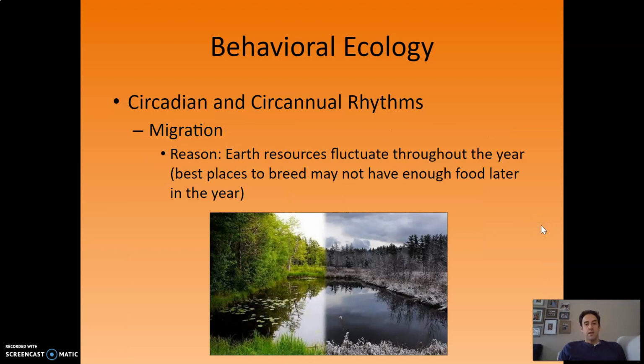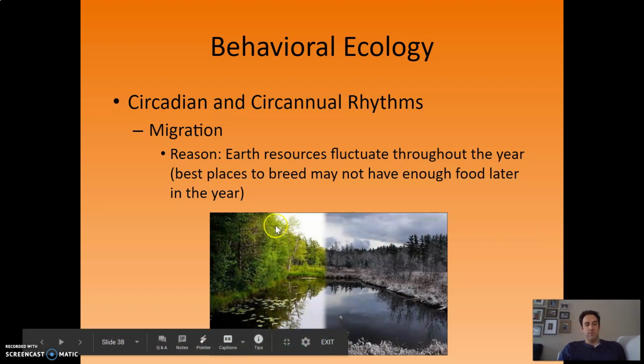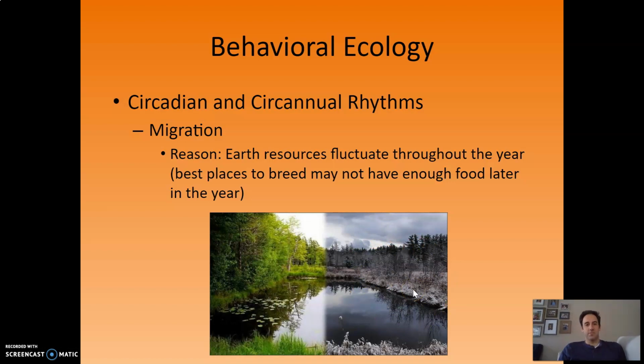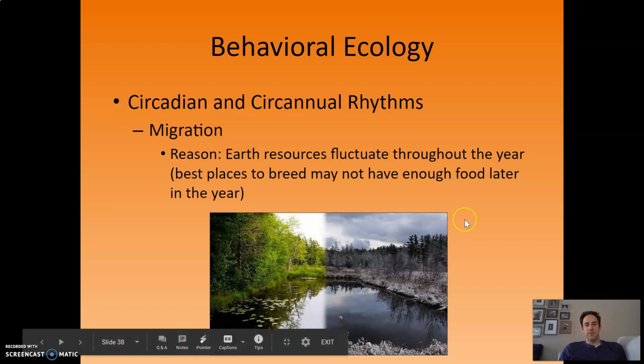The reason for migration is that Earth's resources fluctuate throughout the year. So, here in Minnesota, we see this, right? This is a beautiful place full of life in the summer, and then it's kind of not so much in the winter. And so, the best places to breed may not have enough food later in the year. And so animals are forced to migrate to take advantage of seasonal availability of resources.